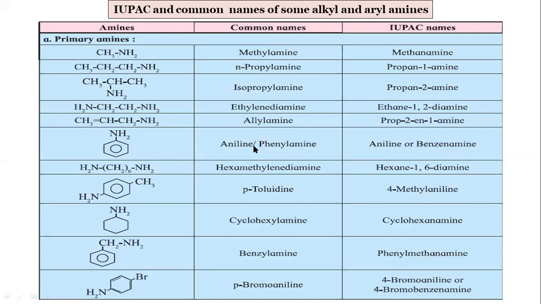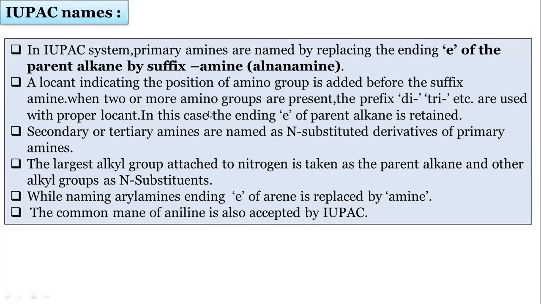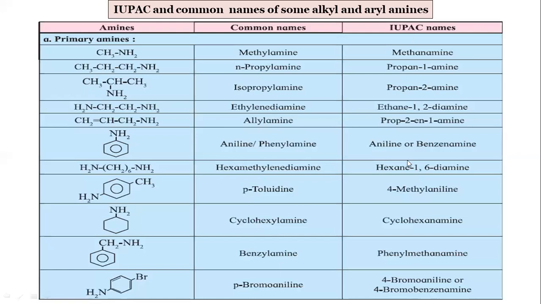Now I am coming to the IUPAC nomenclature system. In the IUPAC nomenclature system, amines are named by replacing the E of the alkane with amine, like ethanamine, methanamine. We are using this word alkanamine. So all the rules are the same. Select the longest chain containing nitrogen. I'm not explaining in detail, directly I am coming to the IUPAC nomenclature system.